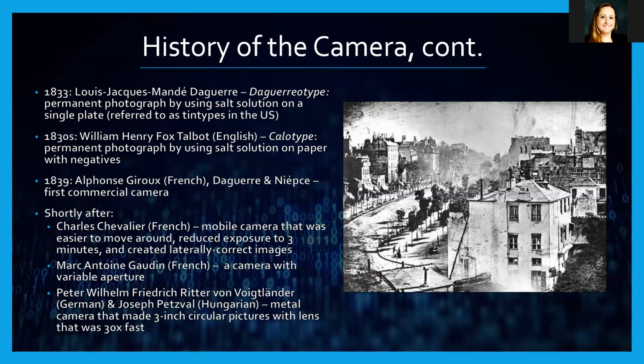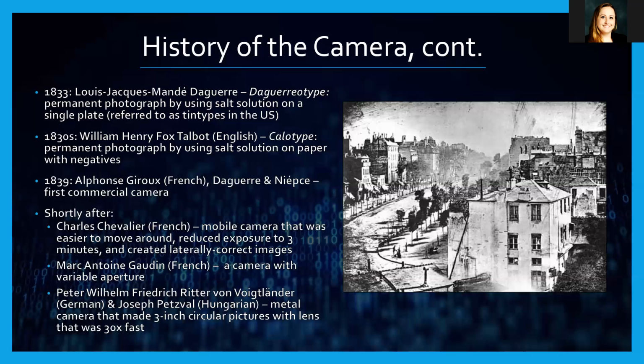Shortly thereafter, many people created new and improved versions of this camera and its parts, including Charles Chevalier, who had provided the original lens to Niepce years earlier, and he had made a camera that was easier to move around, reduced exposure time to 30 minutes, and created a laterally correct image, as well as Francis Marc Antoine Godin, who created a camera with variable aperture, meaning that it was capable of changing the amount of light that passes through the lens or the amount of exposure.